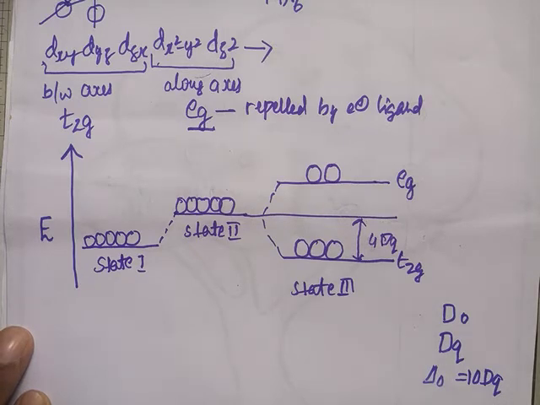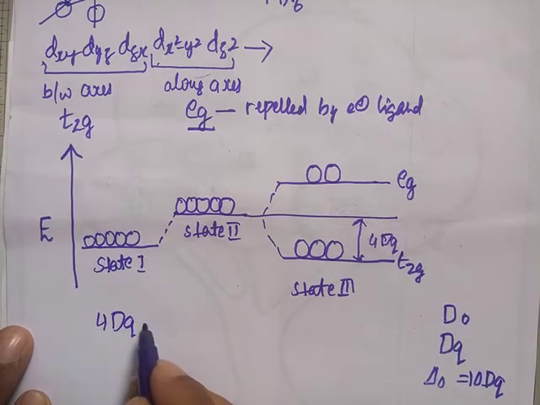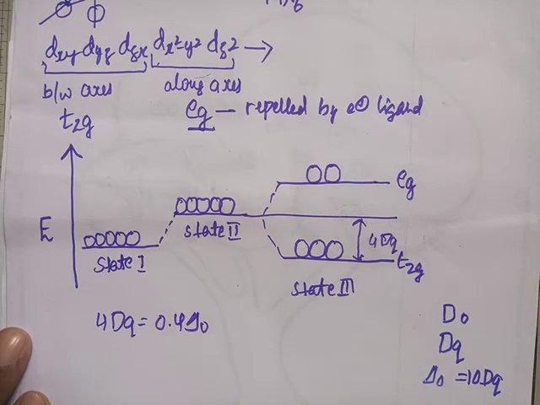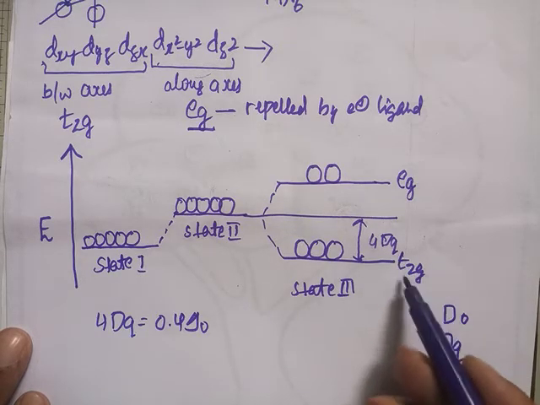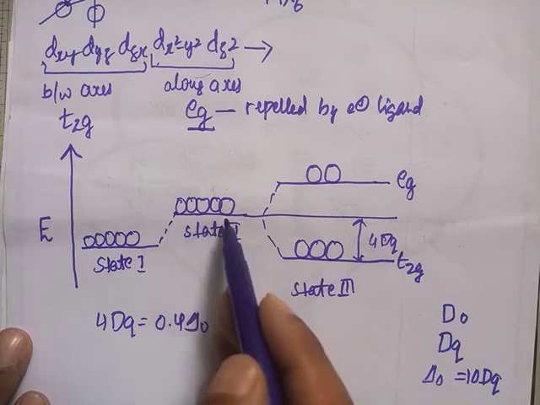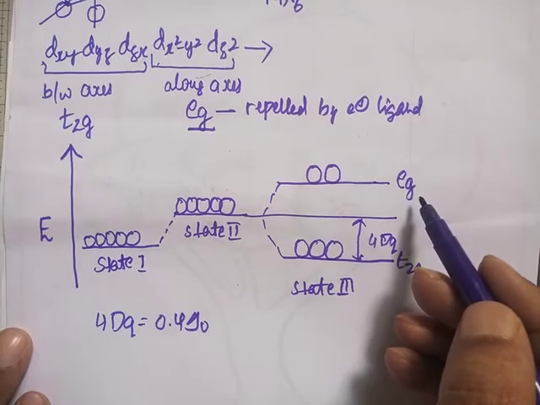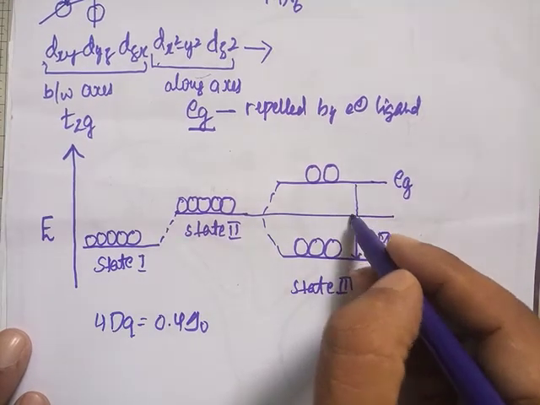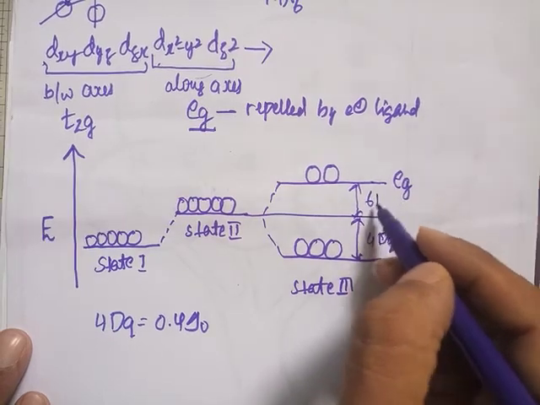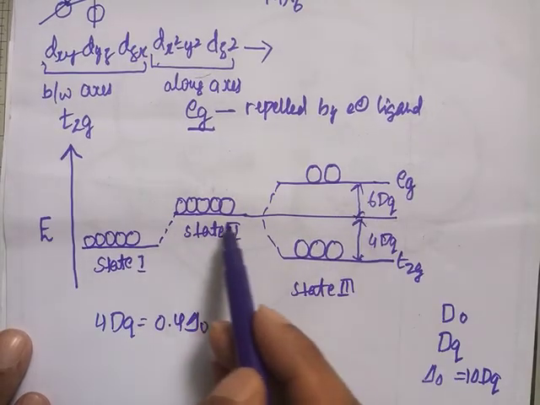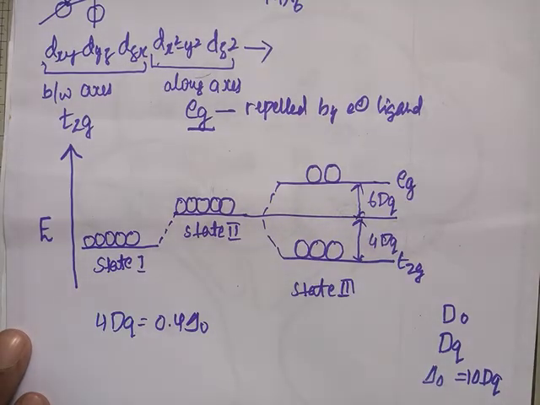That is, 4 Dq is equal to 0.4 delta naught. So the energy of the T2g orbital is less than the energy of state 2, and the energy of the Eg orbital is 6 Dq, more than the energy of the hypothetical degenerate orbitals.